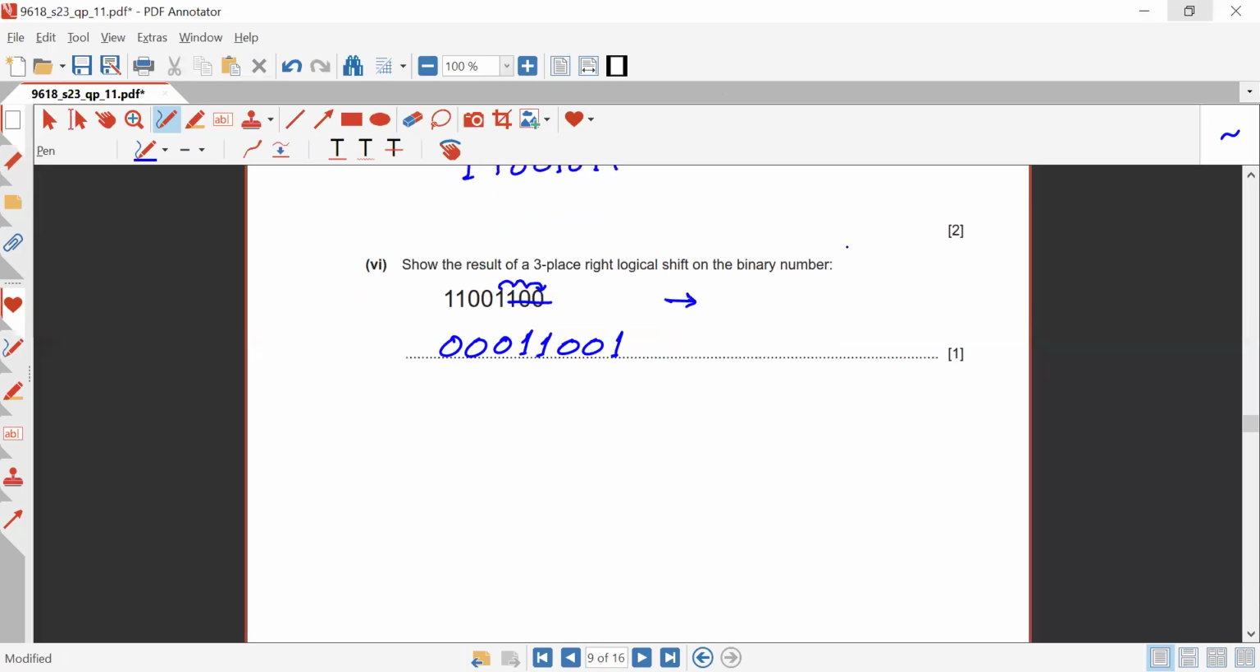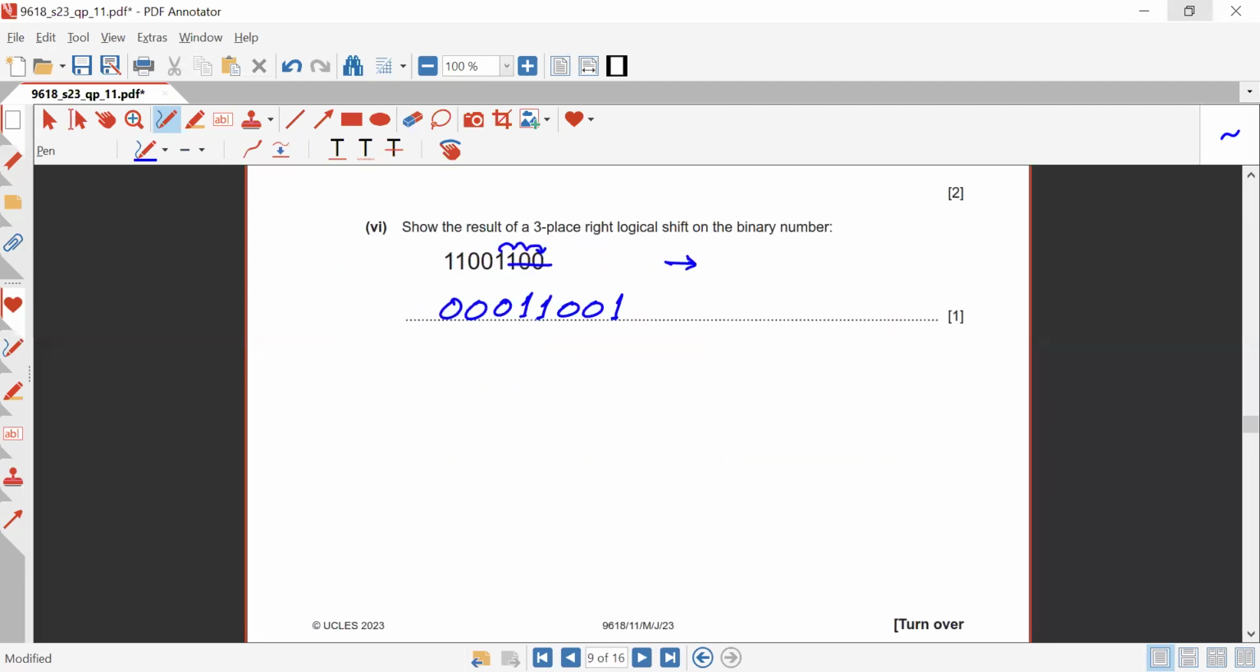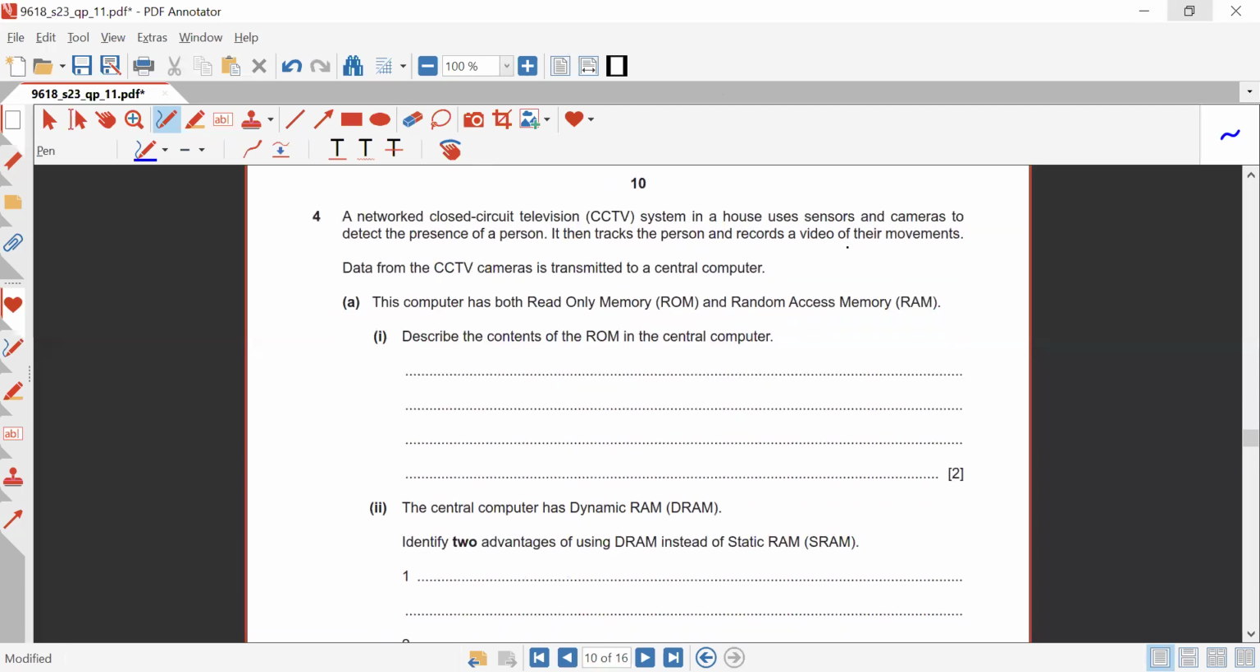Okay, so here we are with the second phase of this past paper, that is 961811 May June 23. Coming towards question number 4, what does question number 4 say?